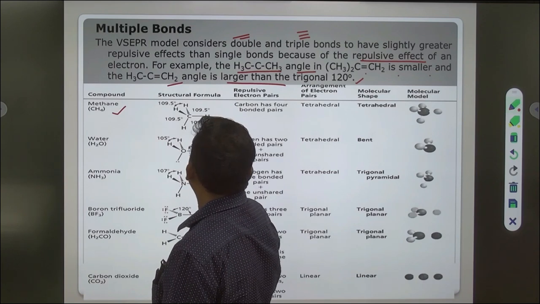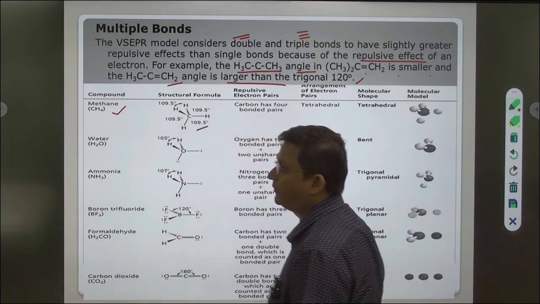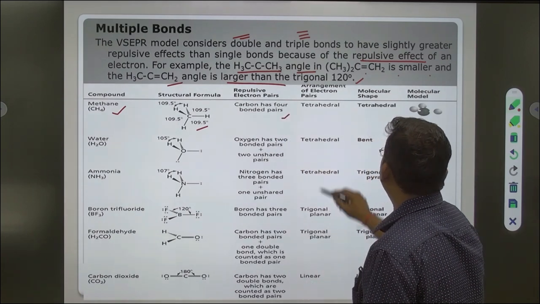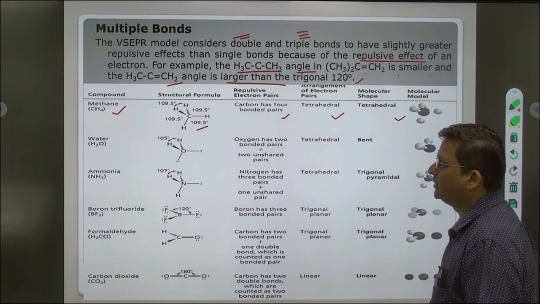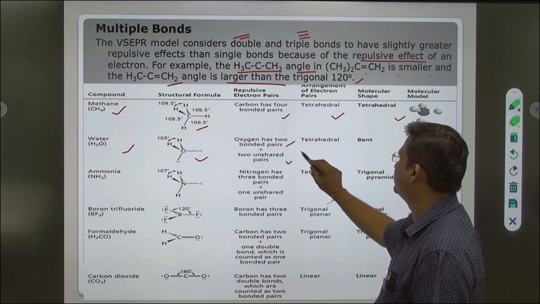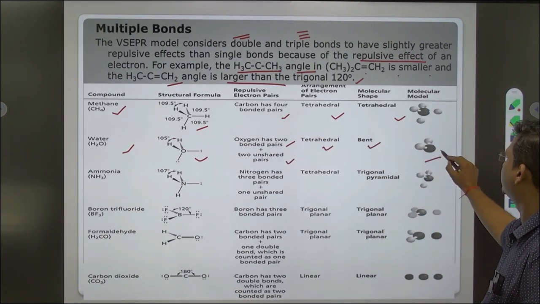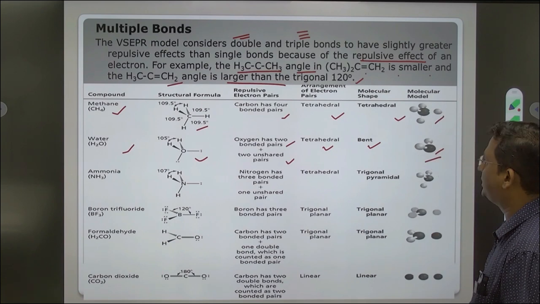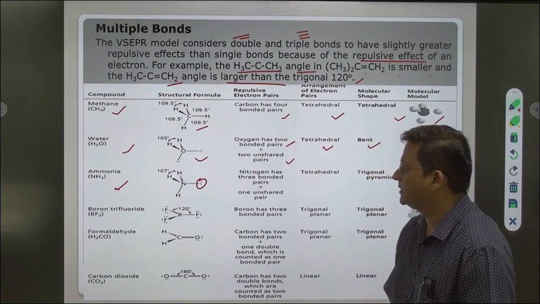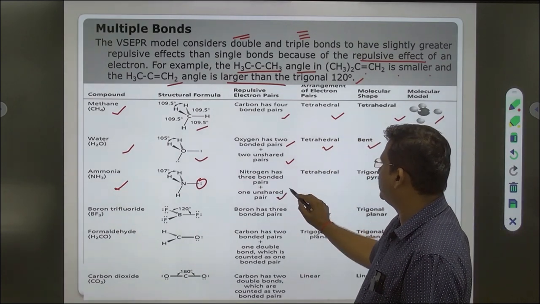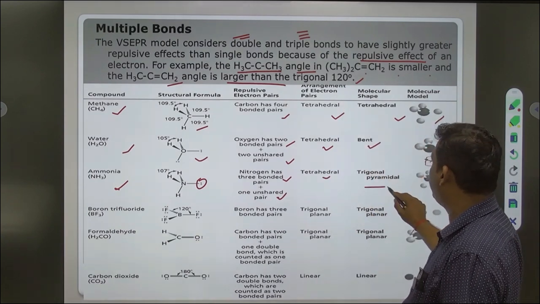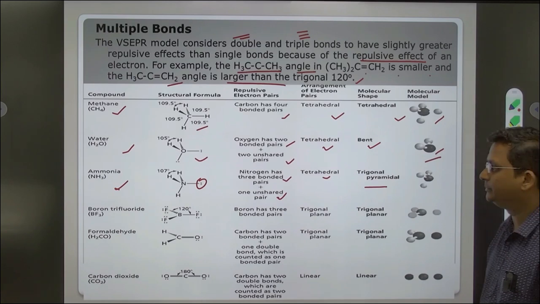Methane, the bond angle is 109.5 degrees. The carbon has 4 bonded pairs with repulsion, tetrahedral structure, molecular shape tetrahedral. Water, bent: oxygen has 2 bonded pairs and 2 unshared pairs, tetrahedral arrangement, bent structure. This is the structure of the water molecule. This is methane. Ammonia has 1 lone pair and 3 bond pairs, the electron pair arrangement is tetrahedral, and the molecular shape would be trigonal pyramidal.